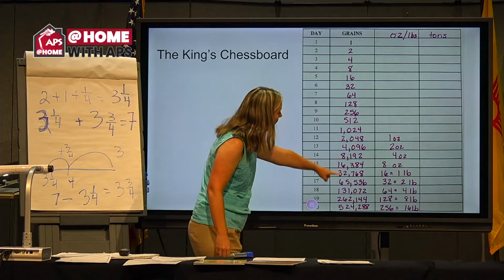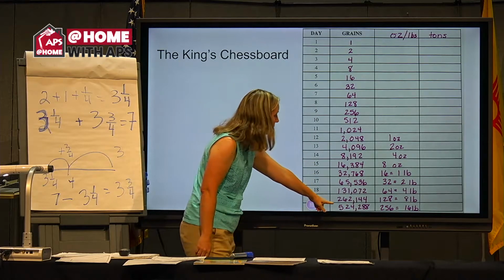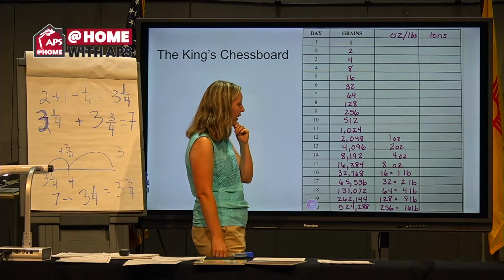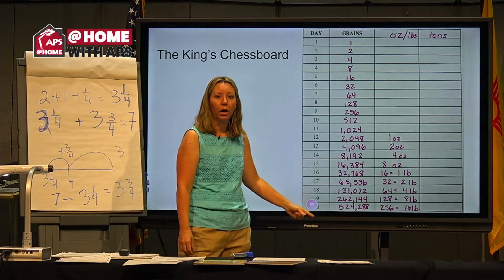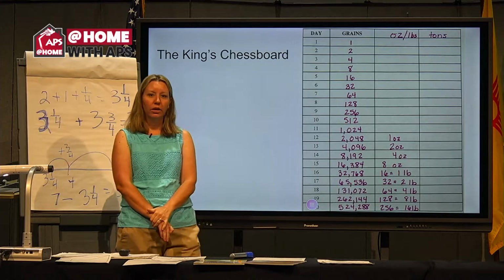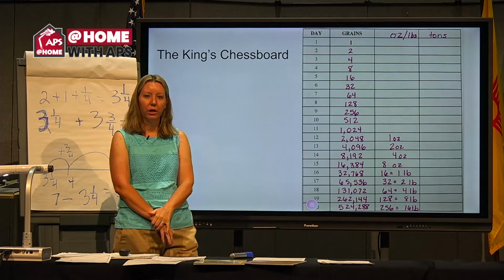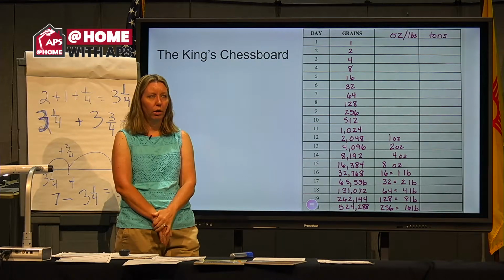So we're going to go ahead and we have all that up to 524,288 grains of rice on day 20. Did anybody keep going, try to figure out what would be on day 64?